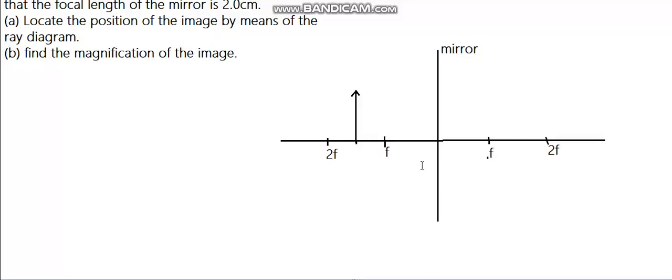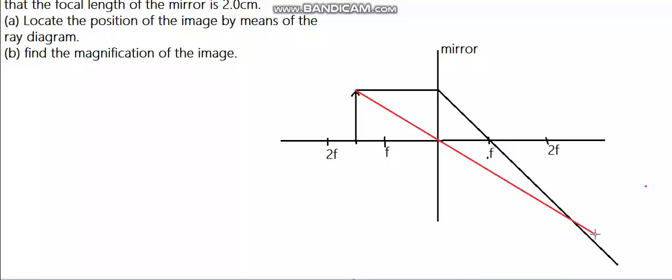Once you do this, you need to draw a line from the top of the arrow, perpendicular to the principal axis until it meets the mirror. Then bend it until it passes through the other focal point on the other side, and leave it. The second line you draw is also from the top of the arrow, but it passes through the optical center there, like that. Then that means your image will be here.